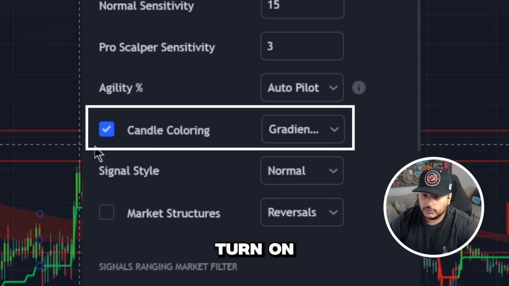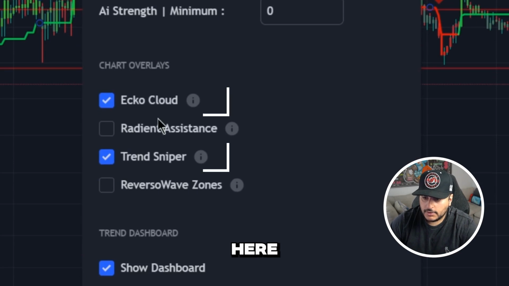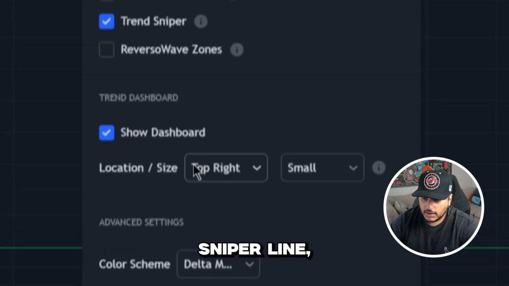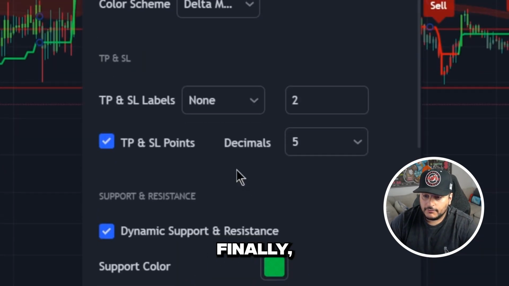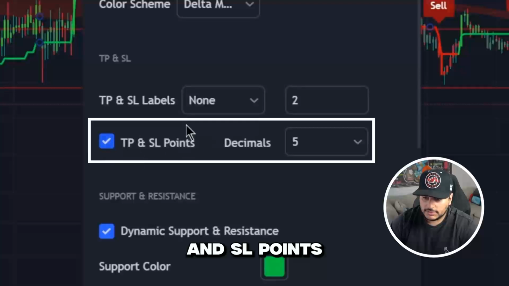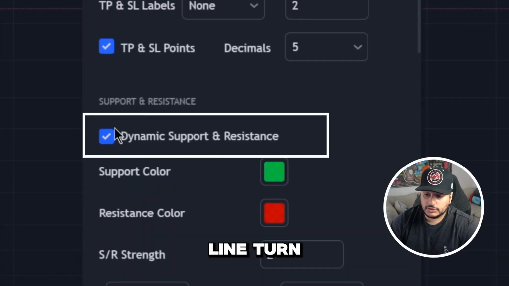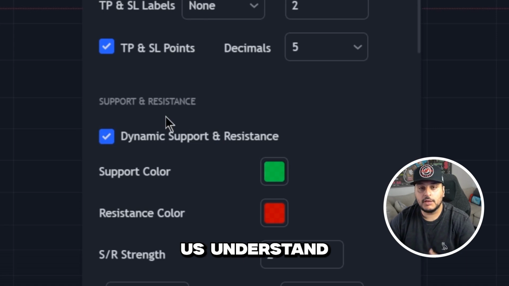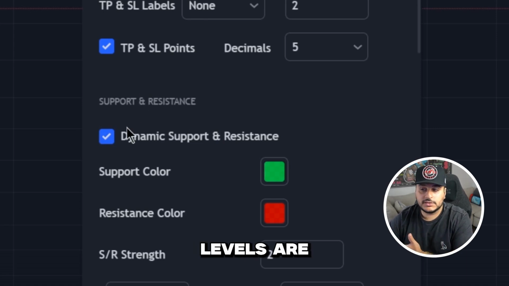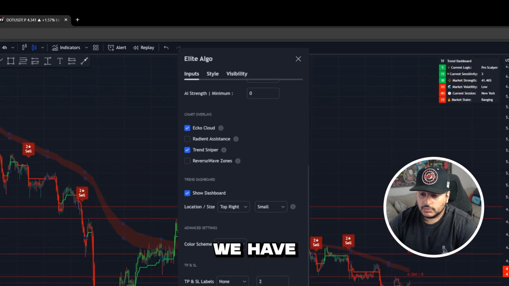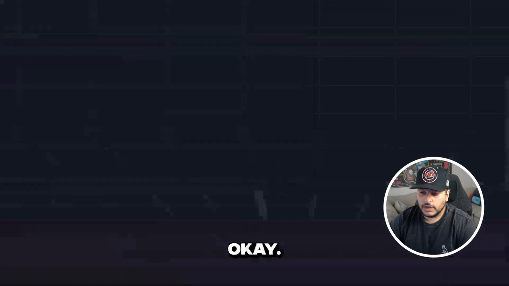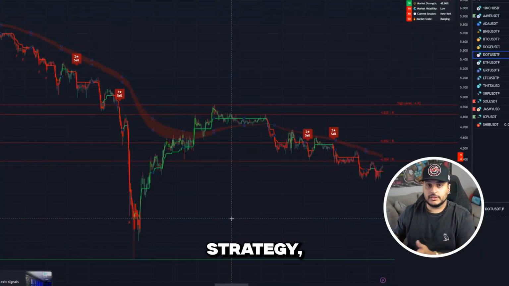Next, guys, what we want to do is we'll turn on candle coloring. Then down here, we'll turn on the echo cloud, the trend sniper line, the dashboard, and then finally, but not least, guys, we'll turn on the TP and SL points right over here. And if you choose, you can also have the dynamic support and resistance line turned on as well on our charts. This is just to help us understand where the support and resistance levels are on our charts. So now we have all these settings clicked on, we're gonna press OK. And now we are set to go with this strategy, guys.